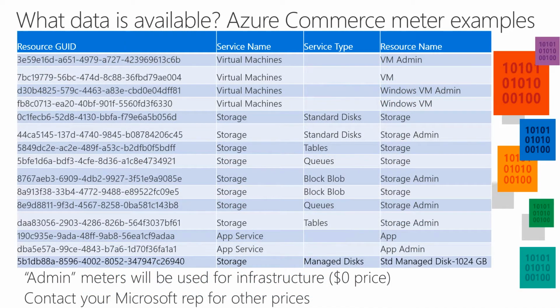So what data is available? Here are some examples of the meters for Azure Stack usage that will be seen in Azure Commerce and reconciliation files. The resource names for meters here containing the word admin are used to report the usage of infrastructure resources, for example, the virtual machines used to run the Azure Stack portal and resource providers. These meters will always be priced at $0, and the remaining meters are used to charge full price.